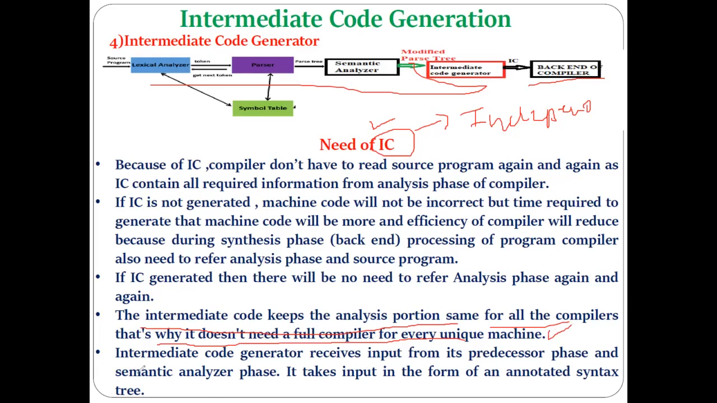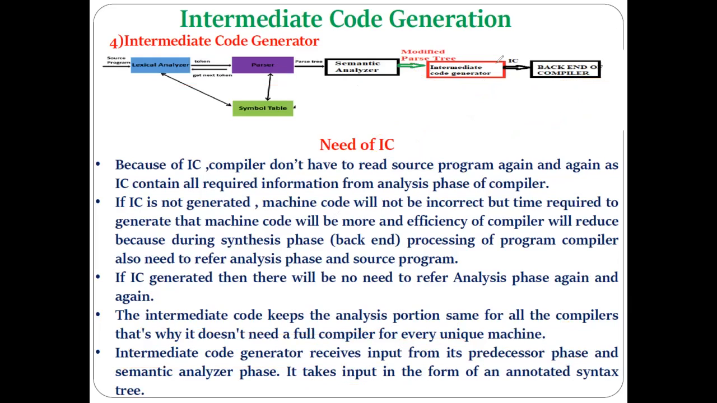Understood? So the intermediate code generator receives the input from its predecessor phase. That is, the intermediate code generator receives the input from the semantic analyzer phase. It takes input in the form of an annotated syntax tree or annotated parse tree, and does the generation of the intermediate code. So that is the need of the intermediate code. I hope all of you understood.